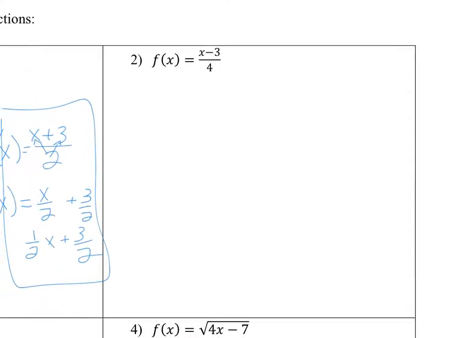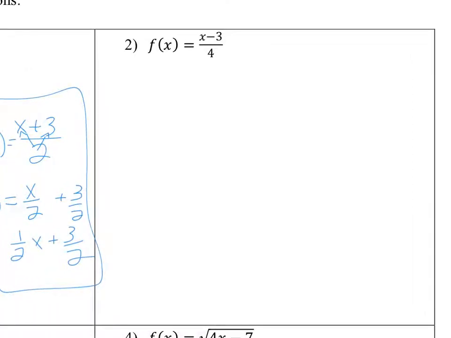Okay, let's just do a couple more of these, just so you can see the basic idea. So, change f of x to y. Switch your x and your y. Everyone should be able to do those two steps regardless. If they don't have f of x, if they have y here instead, well then you can skip the first step and just switch the x and the y.